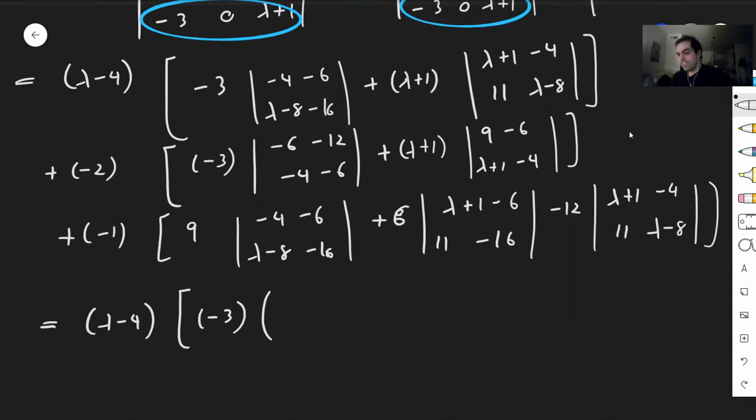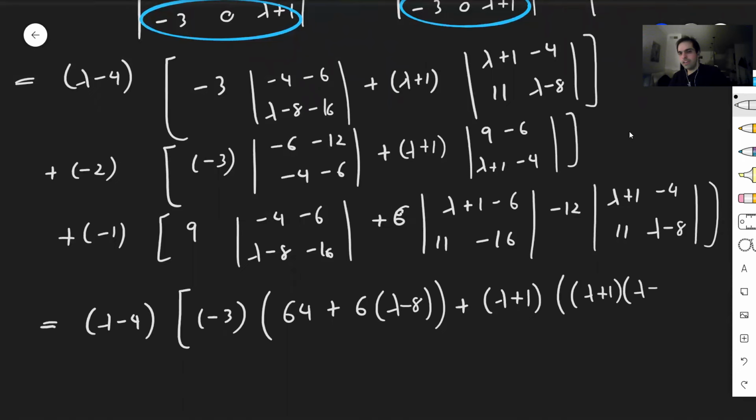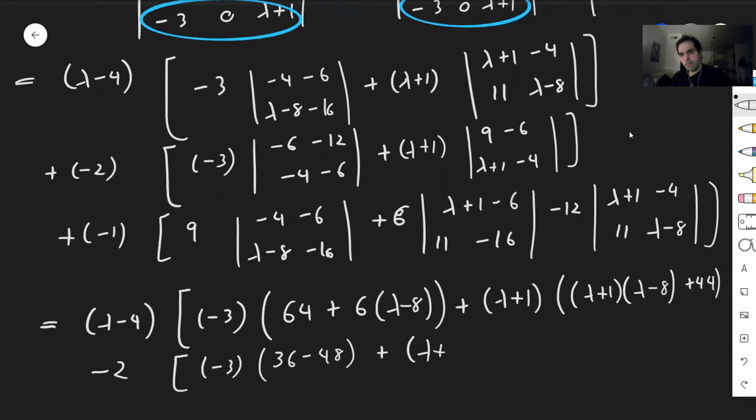So minus 4 times minus 16, that's 64. And then plus 6 times lambda minus 8. Okay. And then plus lambda plus 1 times lambda plus 1 times lambda minus 8. And then plus 44. And then minus 2 times, okay, minus 3 times 36 minus 48. And then plus lambda plus 1, so minus 36 plus 6 times lambda plus 1.